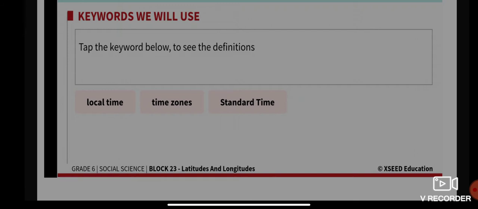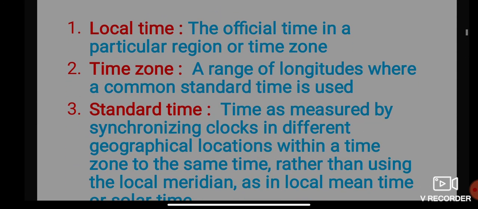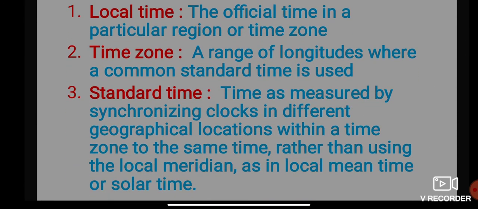So let us learn the meaning of the keywords. What is local time? Local time means the official time in a particular region or time zone. That is known as local time. What is a time zone? A range of longitudes where a common standard time is used. It is known as a time zone.